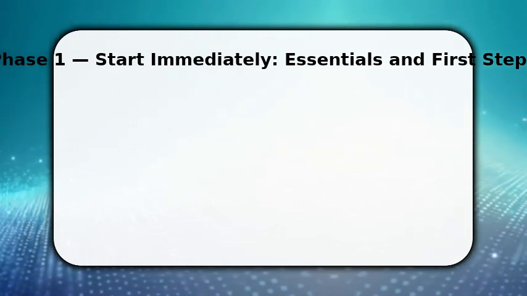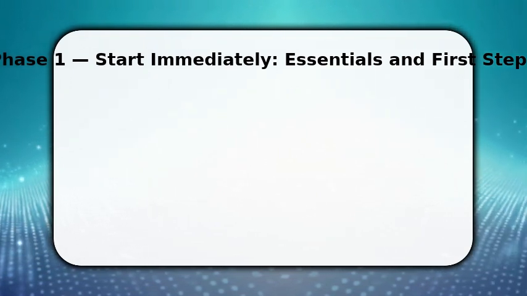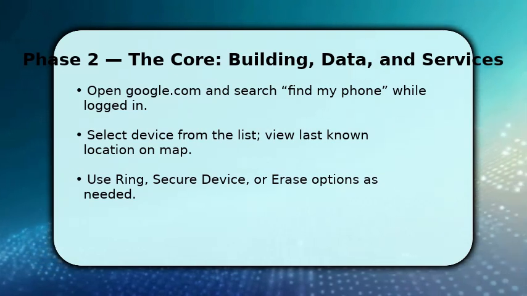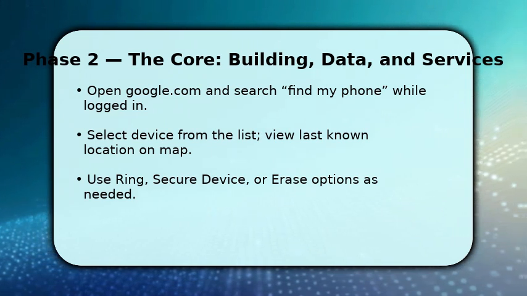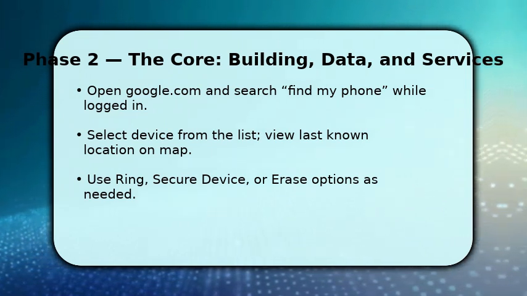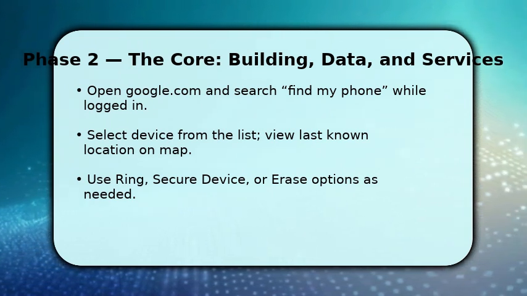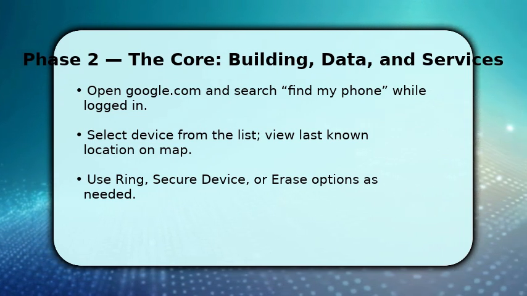Now, keep your computer or another phone ready and open a browser to continue. We'll use Google Tools next. On your computer or a friend's phone, go to Google and search Find My Phone while logged into the same account. This immediately queries devices linked to you. Then select the correct device from the displayed list. Google shows the last known location and, if online, a live position on the map.